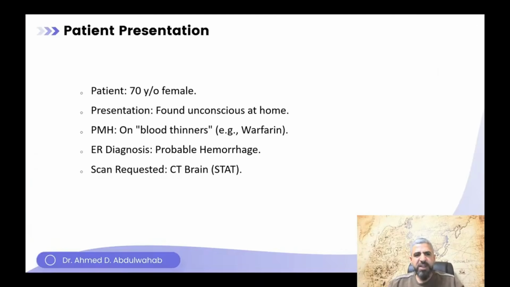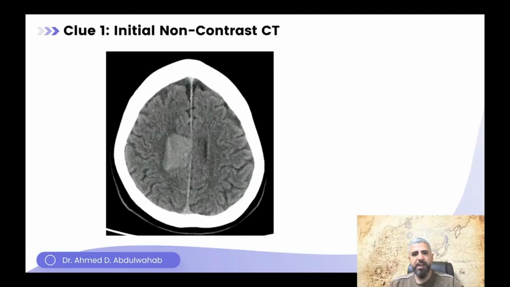Here we have a 70-year-old female patient found unconscious at home. Past medical history: she's on blood thinners, like warfarin. ER diagnosis: probable brain hemorrhage. So the ER doctor requested a brain CT scan to be done stat, immediately, emergency, and they need an answer very fast. Let's look at that CT scan.